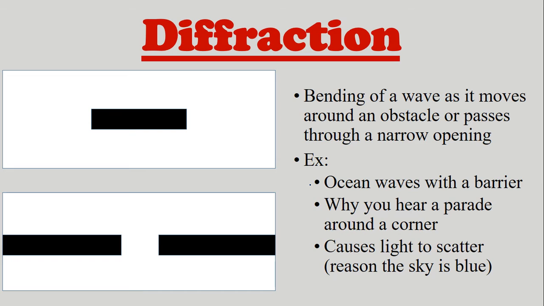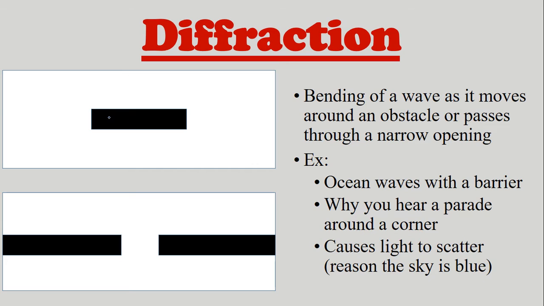Ocean waves do this when they get to a barrier. This is also why you can hear a parade around the corner. This is also one of the reasons why light scatters in the sky, and it's one of the reasons why the sky is blue. So I have two examples here that we're going to draw with diffraction.